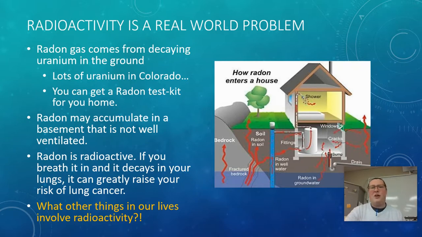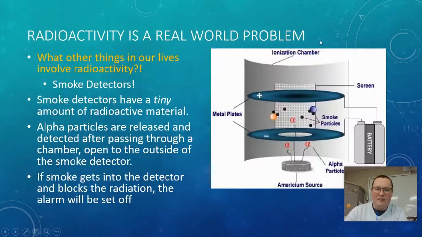So that's radon. Radon is a big problem and a big negative part of atoms being radioactive, but there's other things in our life that involve radioactivity, some good things. So one example is a smoke detector.